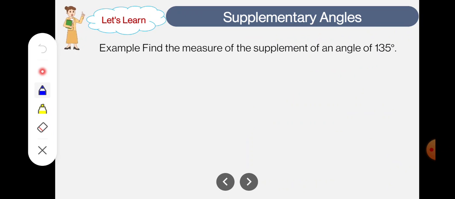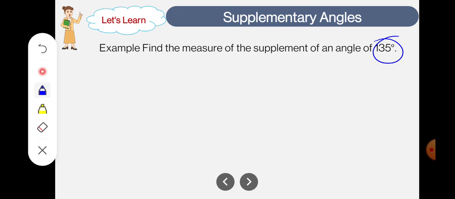Yes. Now this is very simple. Here you need to find the measure of the supplement of an angle of 135 degree. So here only one angle is given to you and we have to find the supplement of 135. You can calculate it mentally also, because they are asking the supplement of 135. That means you will subtract 135 from 180 and you will get the answer. But what about when you have to solve the sum step by step? So you need to assume one angle.